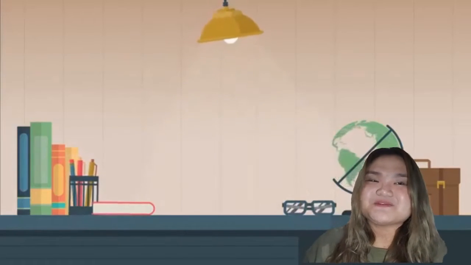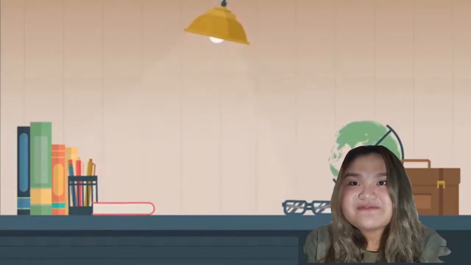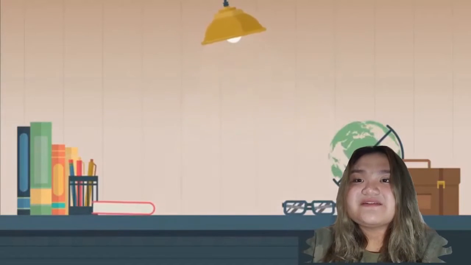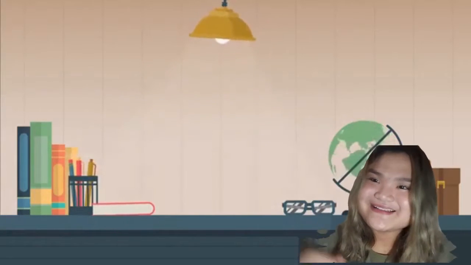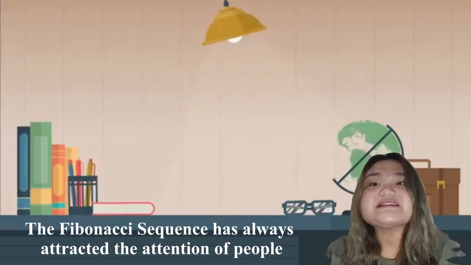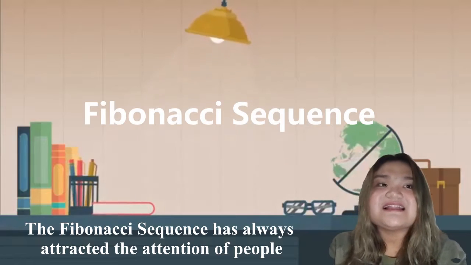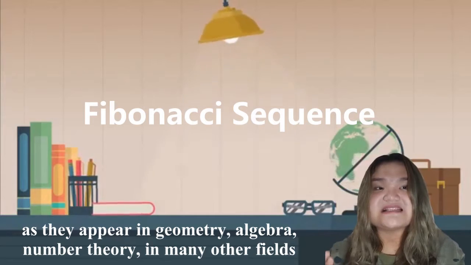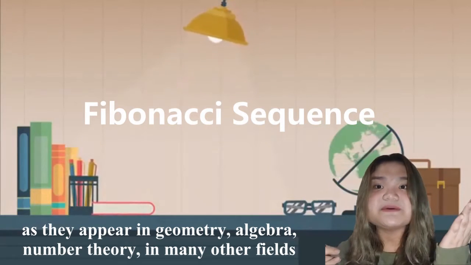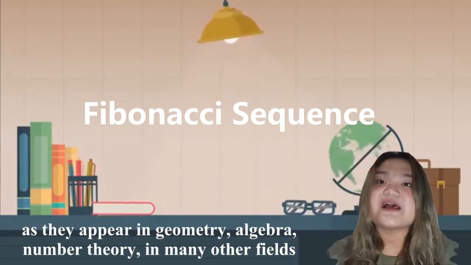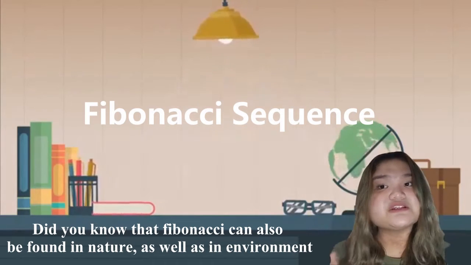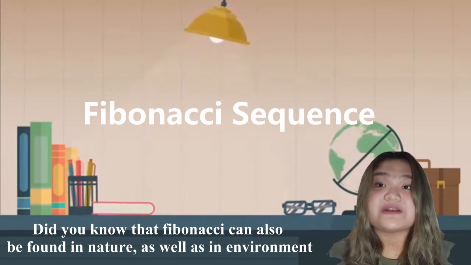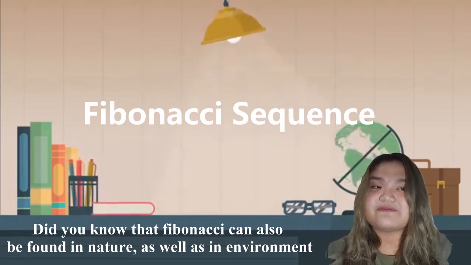Hi guys, I am Jiwi and I will talk about the Fibonacci numbers in nature and Fibonacci numbers in the environment. Now let's find out what those are. Let's go! The Fibonacci sequence has always attracted the attention of people, having special mathematical properties as they appear in geometry, algebra, number theories, and many other fields of mathematics. And did you know that Fibonacci can also be found in nature as well as in the environment?